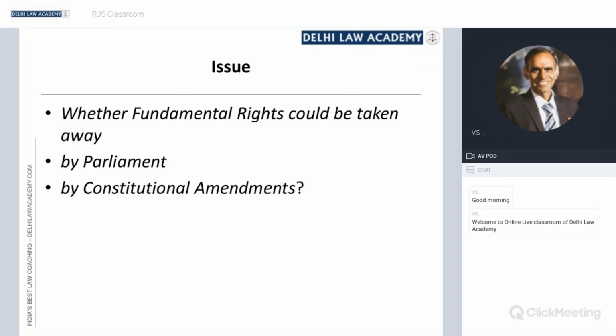Now let's deal with a very important issue which has engaged the attention of the Parliament as well as the Supreme Court right from the beginning. And this question has been put in this way: whether fundamental rights could be taken away by Parliament by constitutional amendments.